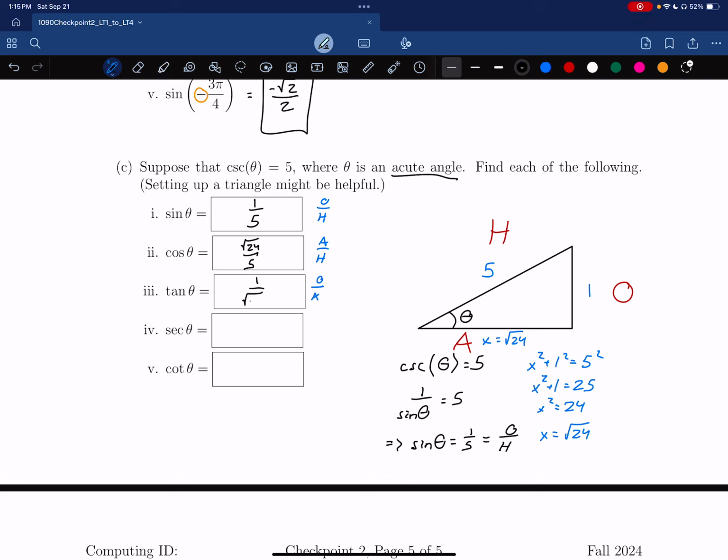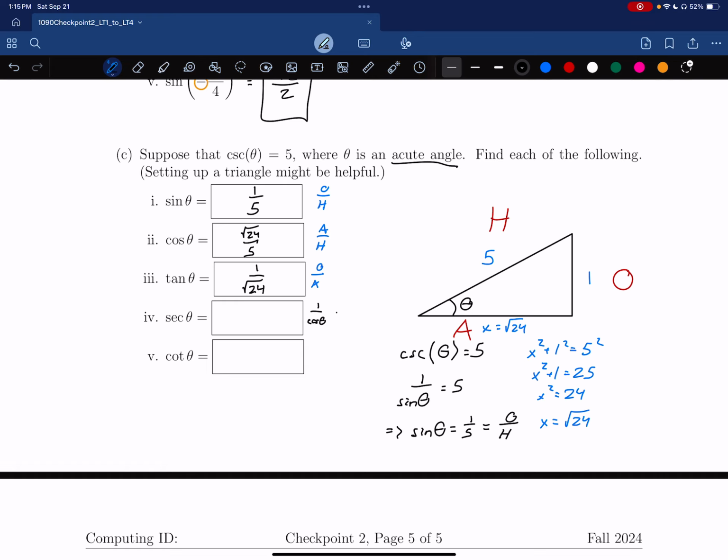Secant, we talked about that in the previous problem, is the same as 1 over cosine of theta. And cosine theta is equal to the adjacent over the hypotenuse. This means 1 over cosine theta is equal to the hypotenuse over the adjacent, which will be 5 over the square root of 24. And finally, cotangent of theta is equal to 1 over tangent of theta. And tangent of theta is the opposite over the adjacent, so 1 over tangent theta will be the adjacent over the opposite, which is just the square root of 24.